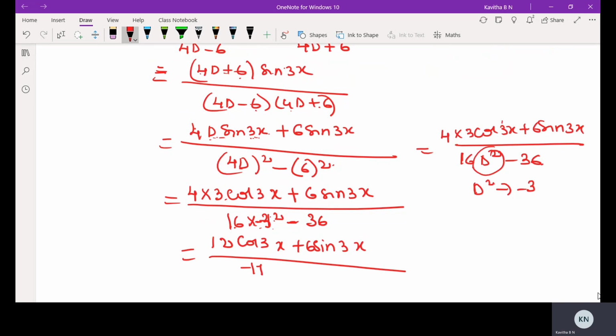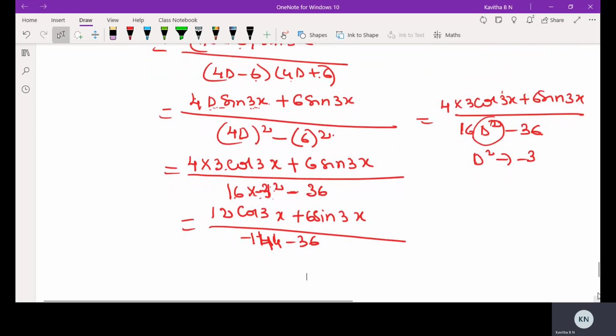16 into 9 is 144, so the denominator is -144 - 36, which is -180. Then (12 cos 3x + 6 sin 3x) divided by -180.